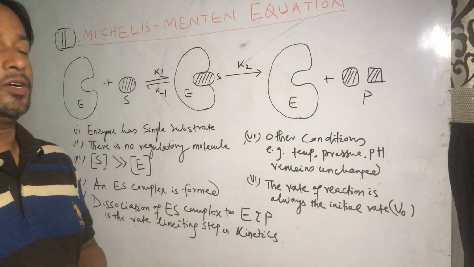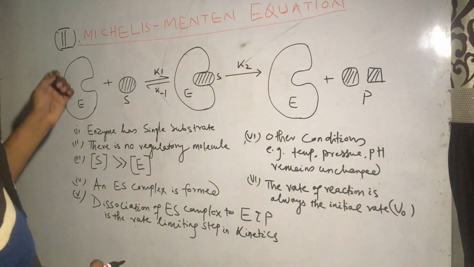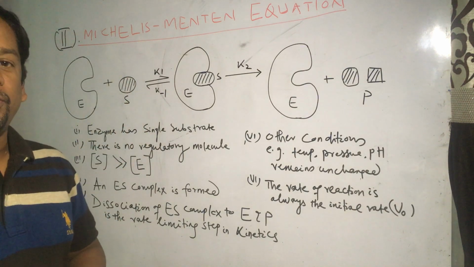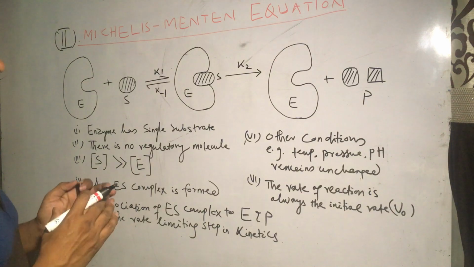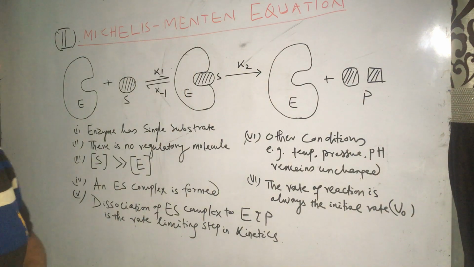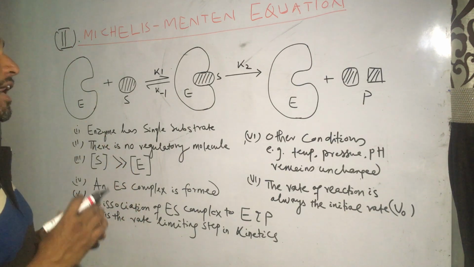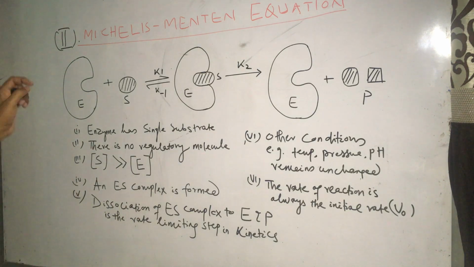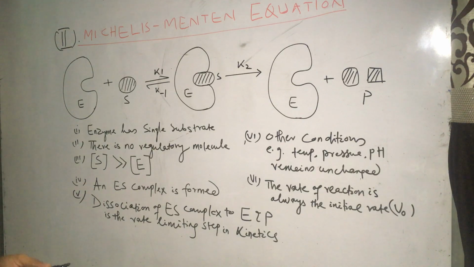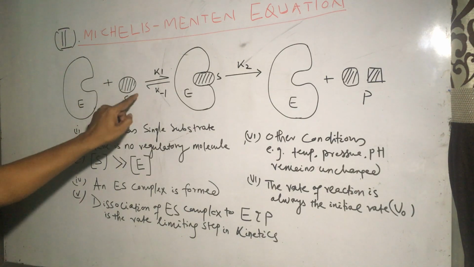Today we'll be studying the kinetics of enzymatic reactions. To begin with, we have to follow the rate of an enzymatic reaction that follows the Michaelis-Menten equation. To determine the rate of a reaction catalyzed by an enzyme, we have to assume that the reaction is a simple reaction. The enzyme has a single catalytic site which binds to the substrate.